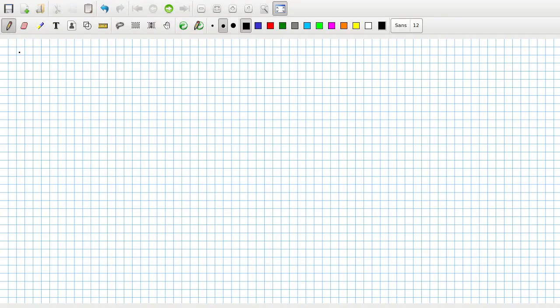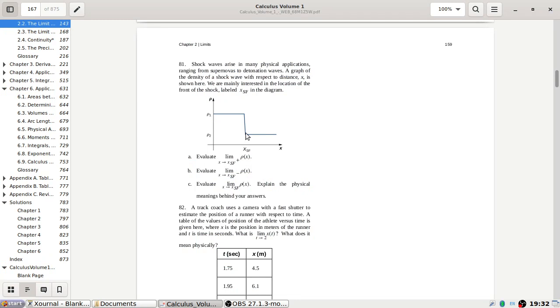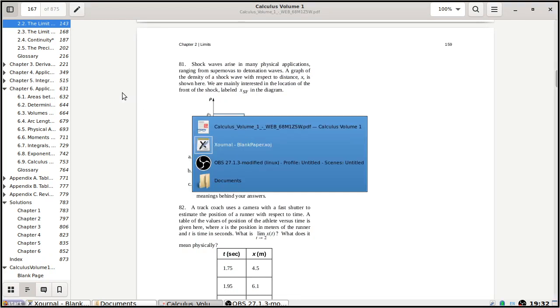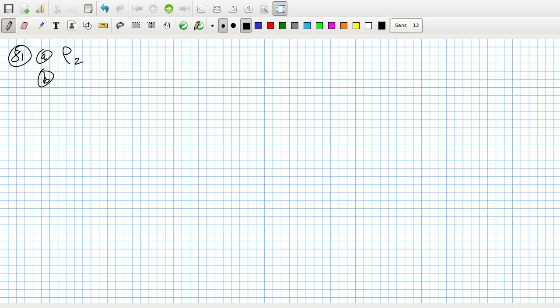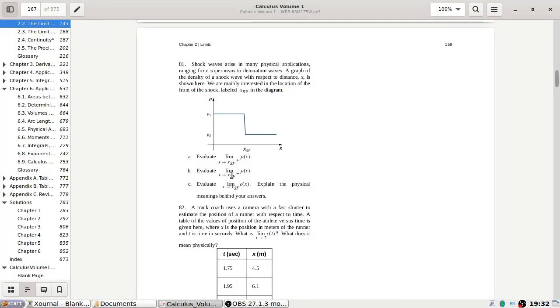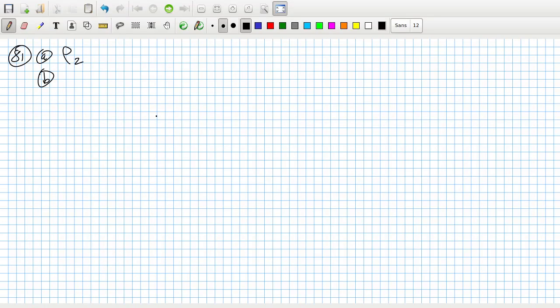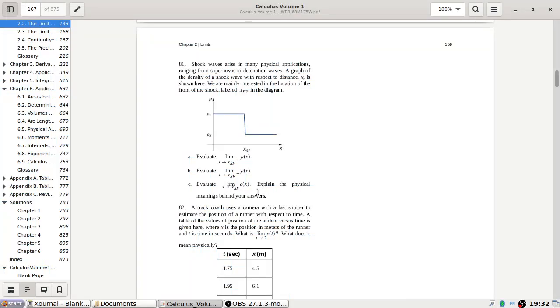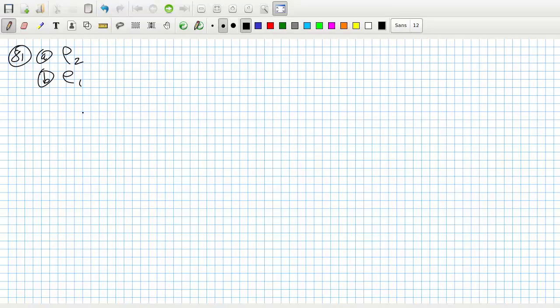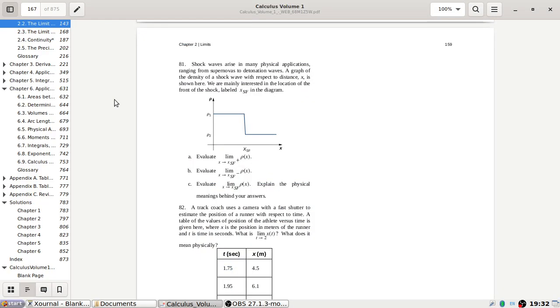Okay. 81. Part A. So we want as x tends to XSF from the right. So that would be row 2. As x tends to XSF from the left. So that would be row 1. And then evaluate that. It's divergent, because of the vertical steepness there, discontinuous.